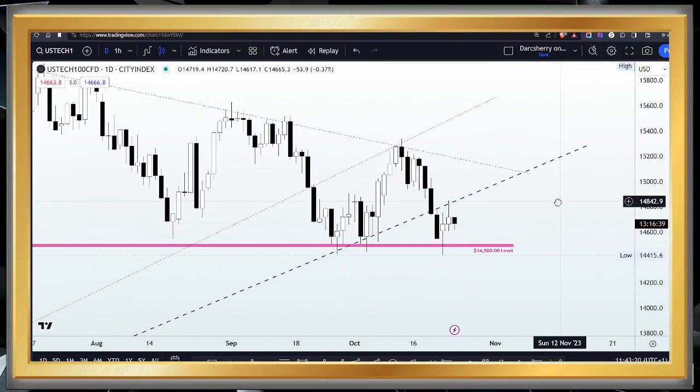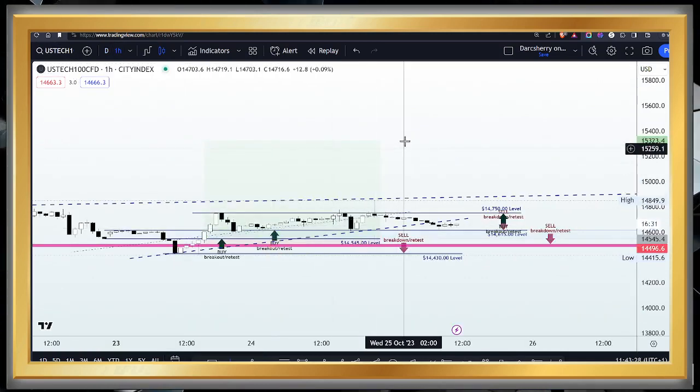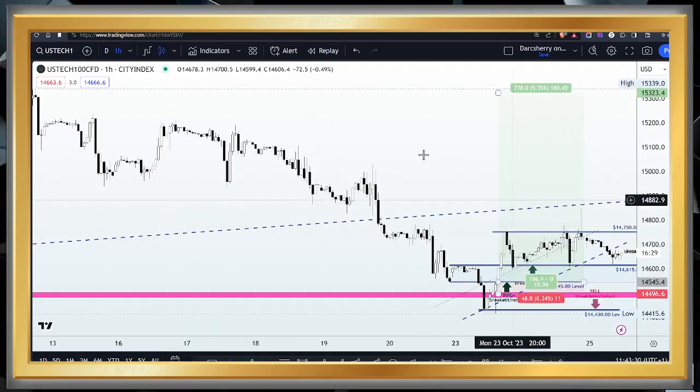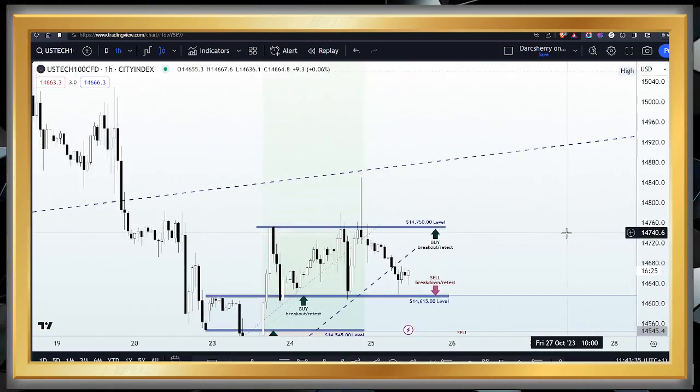Now, to have a clearer perspective into what is going on here, we will need to scale down to a lower time frame. To do this, we will scale down into the 1 hour time frame where we will begin to see things more clearly.